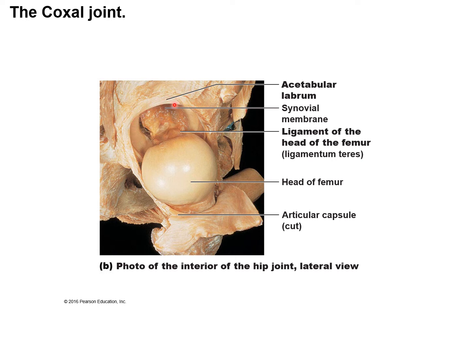It's going to be this real tough piece of fibrocartilage that is going to help keep the head of the femur locked solid inside of that acetabulum. So again, the acetabular labrum is important for overall stabilization of this joint, as well as helping to prevent dislocation.